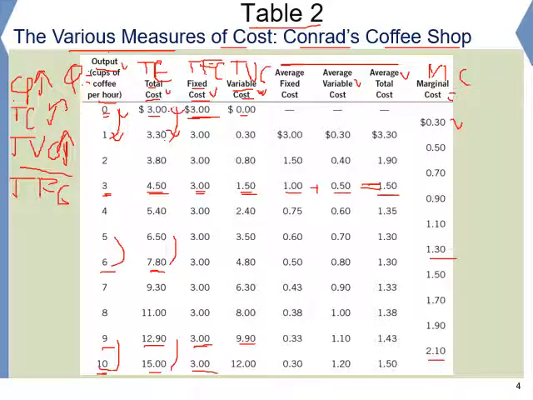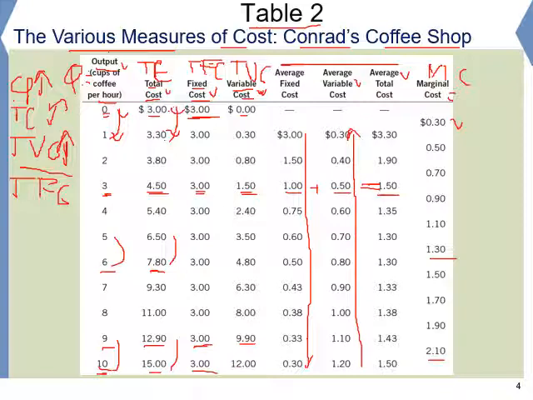So what do you see here? What do you conclude from these last four columns? The average fixed cost is decreasing, it doesn't change direction, it's decreasing all the way through. As you produce more output, this is decreasing. The average variable cost is increasing. This is increasing as you produce more cups of coffee.